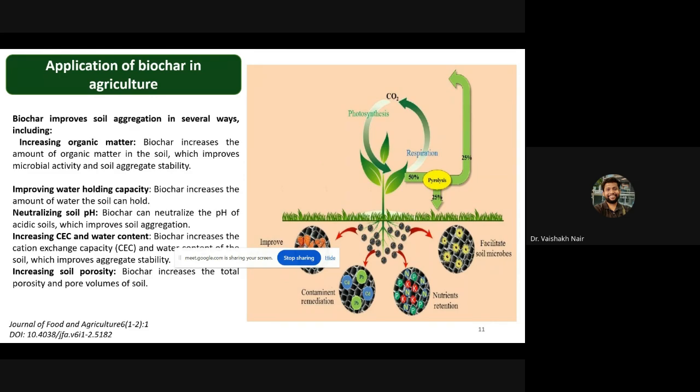Biochar increases the amount of water the soil can hold because, again, it is highly porous, and it neutralizes the soil pH. Biochar can neutralize the pH because, again, it has different functional groups. So sometimes you will see that if biochar is added to an acidic soil, it will basically neutralize it. Now this is very important because it affects the microbial community, because bacteria or fungi in the soil don't survive at high pH. There is a neutral pH at which they survive.